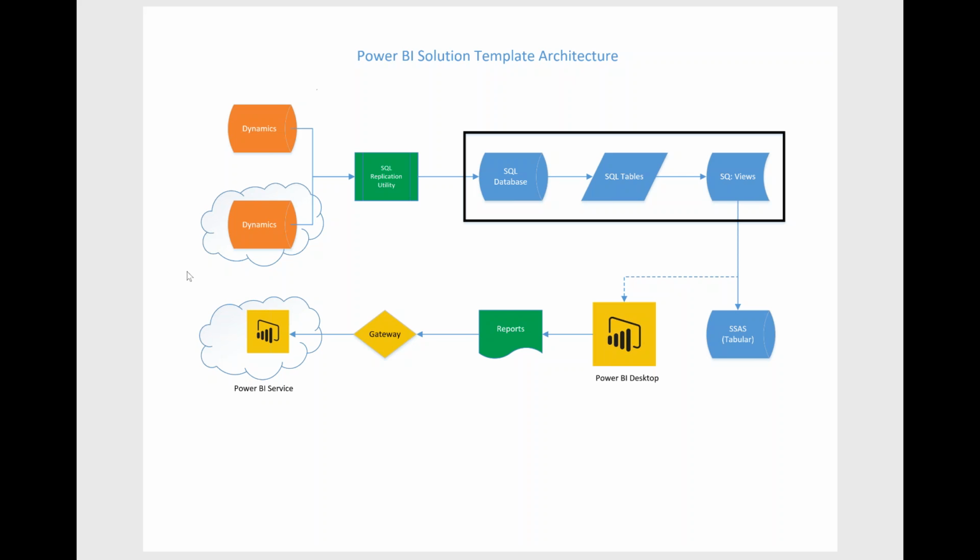So Dynamics GP is in the back end. Whether you're hosting it in a cloud environment or running it on premise doesn't matter. We use a replication utility to pull data out of Dynamics GP. In many cases it's SQL Server Integration Services, SSIS. Populate it in a SQL database, massage some data, create some views, and then make a tabular model, which requires an analysis server or Power BI Desktop. Power BI Desktop is also a free tool, and it's generally thought of as your authoring tool.